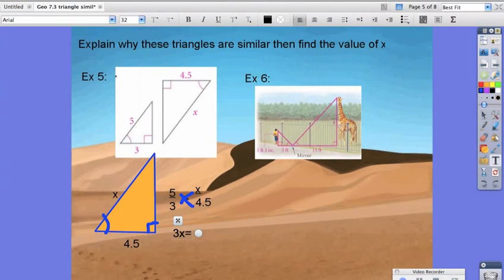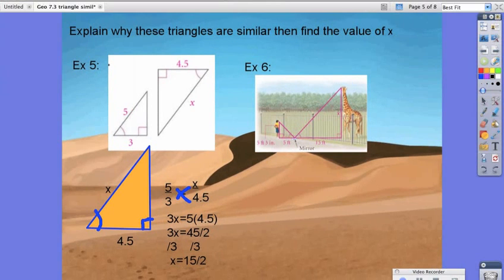This turns out to be 3x equals 5 times 4.5. This turns out to be 3x equals 45 halves. Then we're going to divide by 3 on both sides. We're going to get x equals 15 halves. So that's the answer. We're going to try example 6.